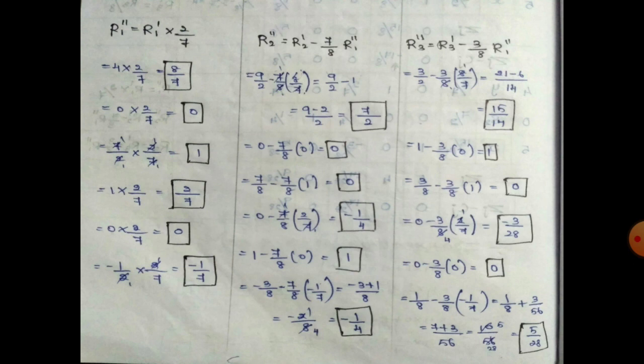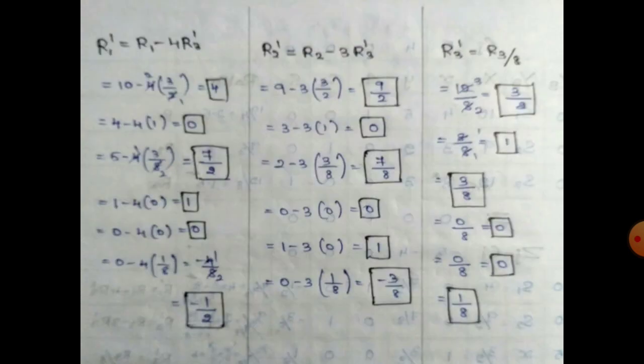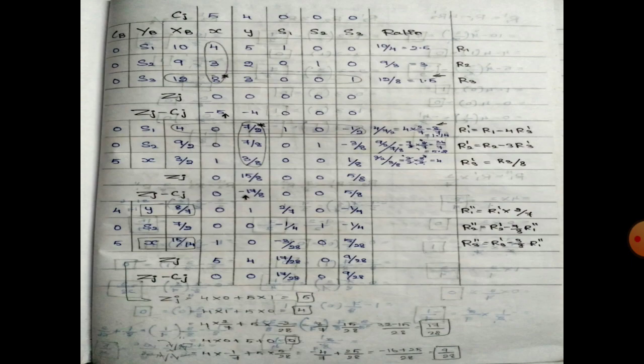1 minus 0 is 1. 3 by 8 minus 3 by 8 is 0. 0 minus 3 by 8 into 2 by 7, so the 2 will be cancelled, means 3 by 28, that is minus 3 by 28, 0, 5 by 28. So we have to fill the R3 dash also: 15 by 14, 1, 0, minus 3 by 28, 0, 5 by 28. So the second table is also over.